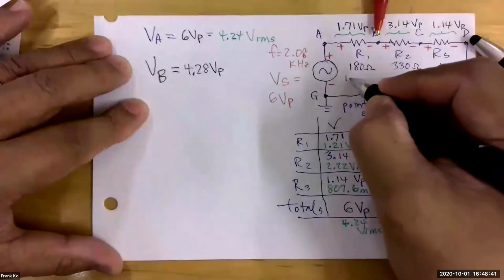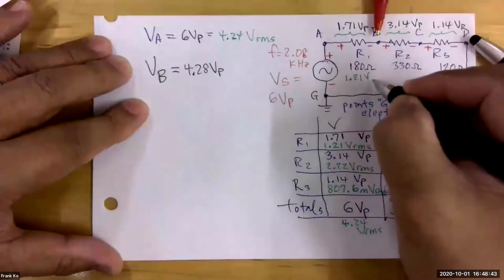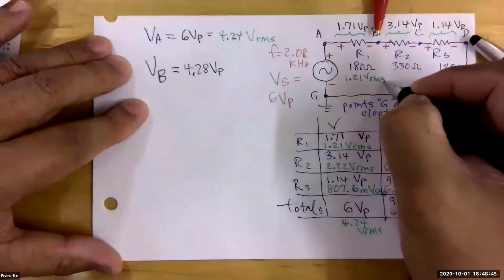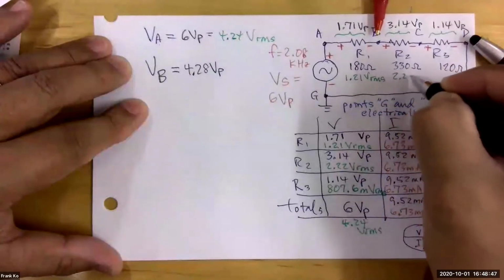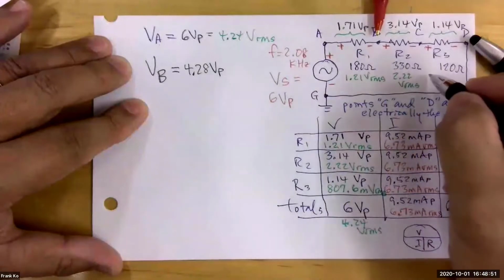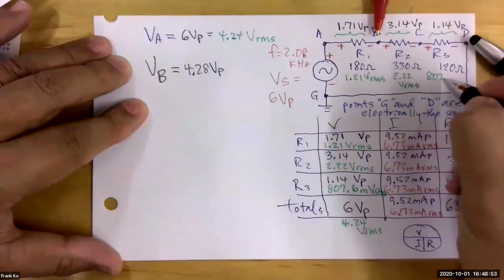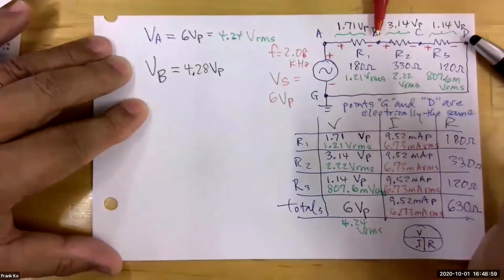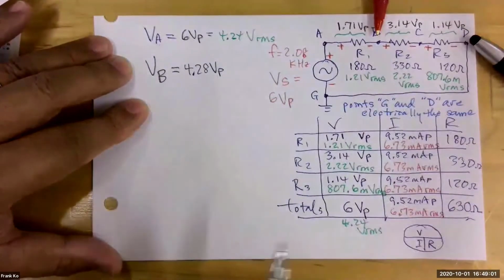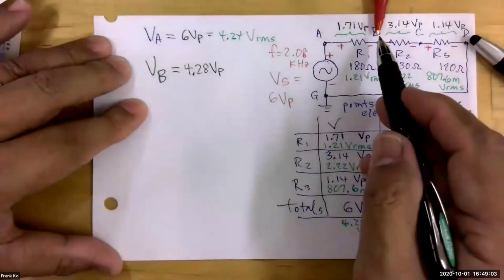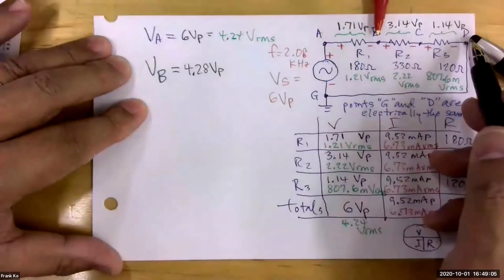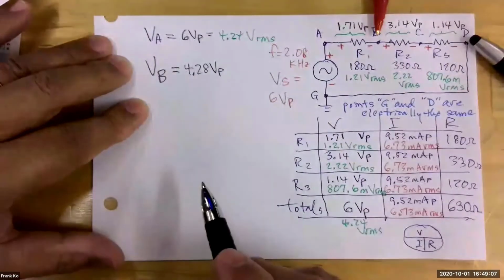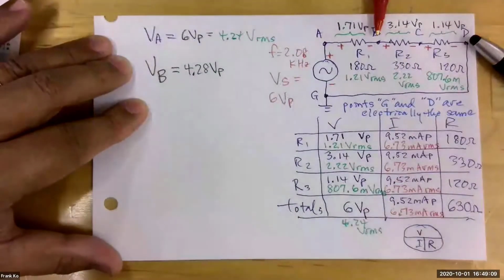This resistor was 1.21 VRMS. This resistor was 2.22 VRMS. This one was 807.6 milli VRMS. So how do I determine this value of voltage between point B and ground in terms of RMS values? Wei-Ji, how do I do this?